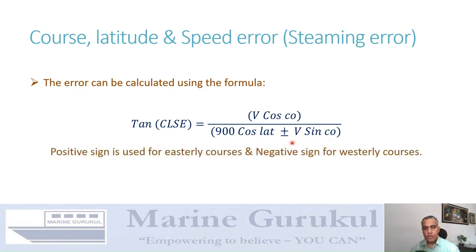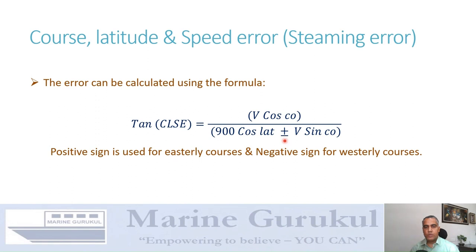Now in the denominator we have a plus and minus sign here. When do we use a plus and when do we use a minus? The positive sign or plus sign is used for easterly courses, and the negative sign is used whenever the vessel is moving on westerly courses. So if the ship is moving on a northeasterly course or a southeasterly course, we will be using a plus here in the denominator. And if the vessel is moving on a northwesterly course or a southwesterly course having a westerly component, we will be using a negative sign here.